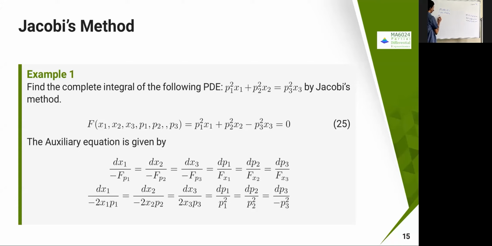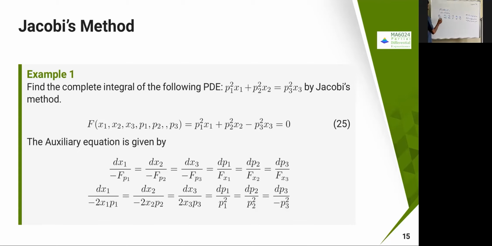So dx1 by minus fp1 is going to become dx1 by minus 2p1 x1, equal to dx2 divided by minus 2p2 x2, equal to dx3 by, minus and minus making plus, 2p3 x3, equal to dp1 divided by, with respect to x1, this is going to become p1 square, equal to dp2 divided by p2 square, equal to dp3 divided by minus p3 square.